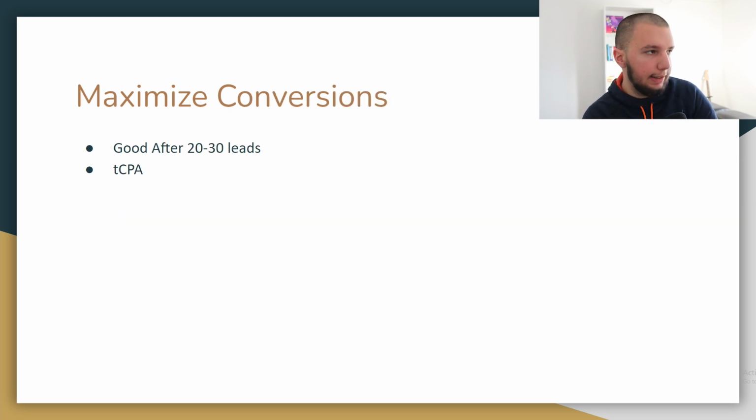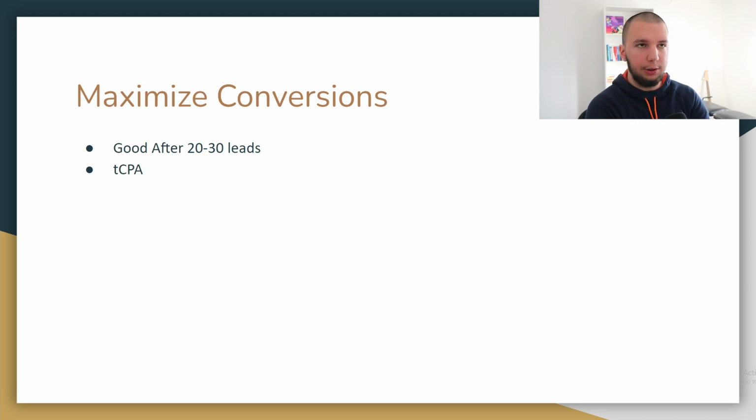Now, maximize conversions, as I said, is good after 20 to 30 leads in the account, because Google will know what the conversion is, and then it will know which keywords to bid on. And as the name suggests, it's going to continue bidding for conversions. Now, what I would also add to the maximize conversions bidding strategy is a target CPA.